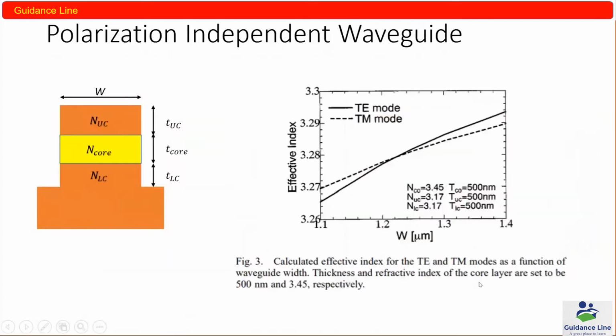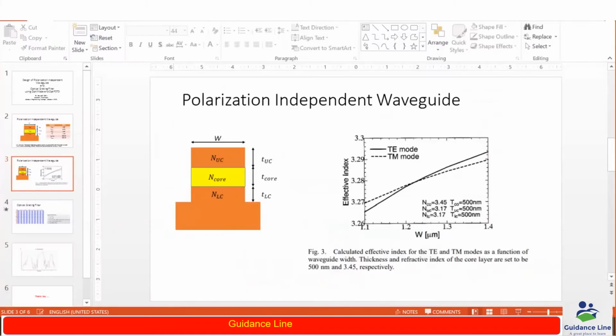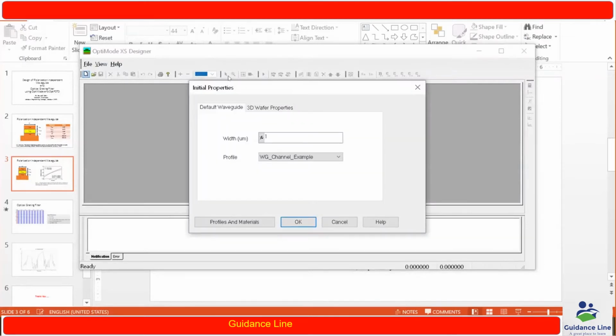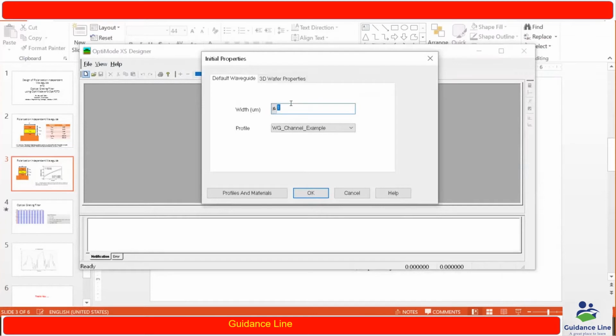Now our main agenda is to plot this particular graph. In this section we are going to see how we parameterize things to get this result, so I am directly switching to the software. This is the OptiBPM window which I have opened, and first I have clicked on New. It creates an initial properties dialog box, and initially I am providing a waveguide width of 3 microns, and leaving the rest as it is.